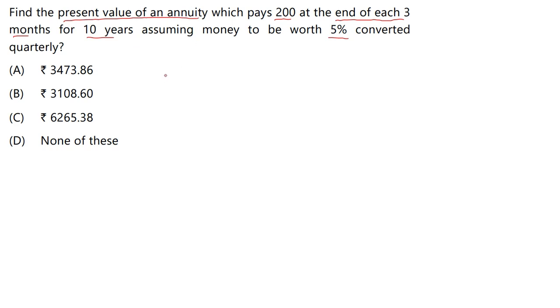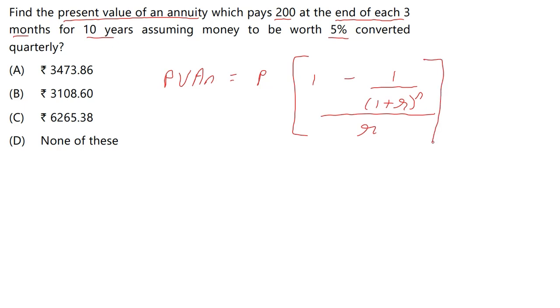Now, the normal formula for the present value of an annuity is equal to the periodic payment, open bracket, 1 minus 1 upon 1 plus r to the power n, the whole thing upon r. Okay, what else do we need to keep in mind?